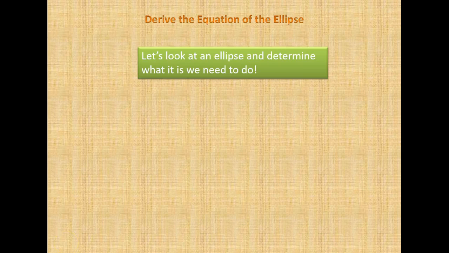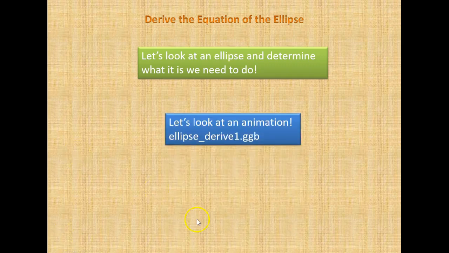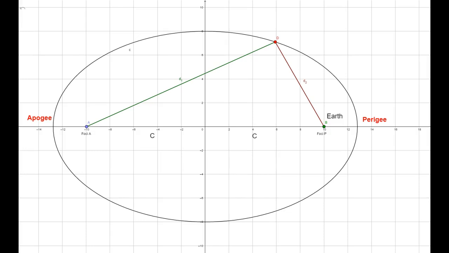First, let's look at an ellipse and see what it is we need to know. Here's an ellipse I created. First, I made these foci, foci P and foci A. An ellipse has two foci. At the first foci, I put a green dot, and I'm calling that Earth, but it could be anything. This could be the sun with the Earth traveling around the sun.